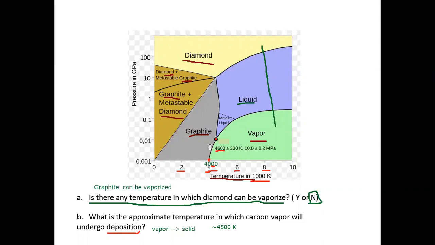So anywhere along this solid-liquid or this graphite-vapor boundary is where it would undergo deposition. So approximately 4,500 Kelvin at a pressure of about 0.005 gigapascals.